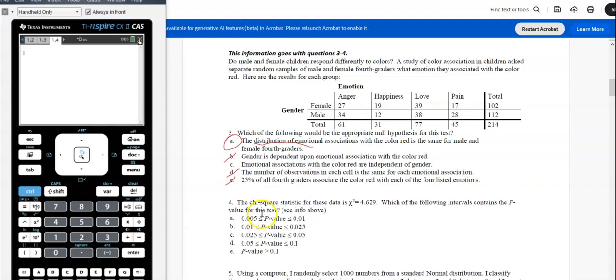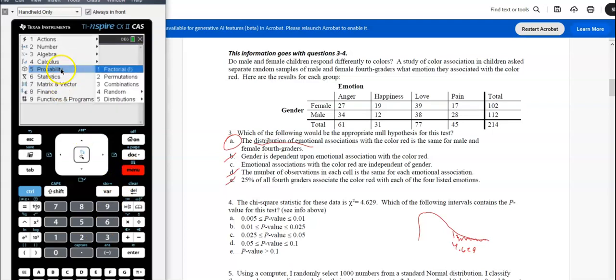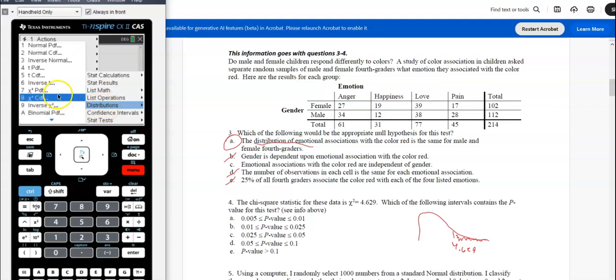The chi-squared test statistic for this data is 4.629. Which of the following contains the p-value for this test? The chi-squared, if you remember, is always skewed to the right. You got some value there, 4.629. You're shading to the right always with chi-squared. And so to find the p-value for this one, you're going to use your calculator menu, statistics, distributions, and we're going to go to chi-squared CDF.